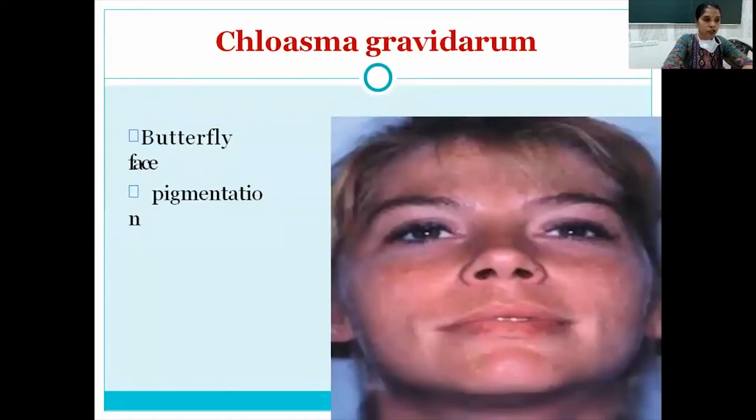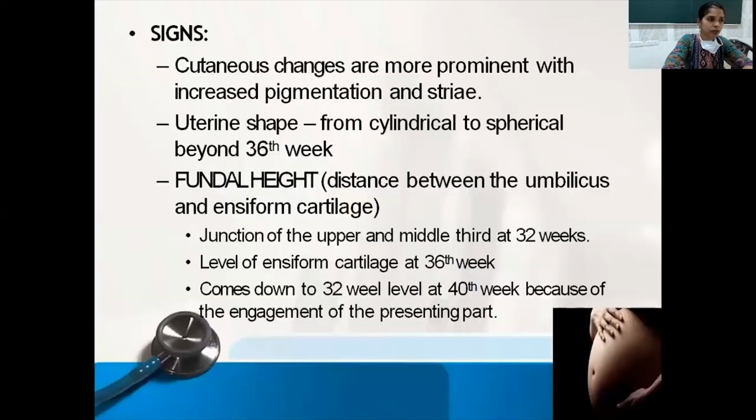And these are the changes in the face. Chloasma gravidarum. These are seen in most of the people. Butterfly face, and the pigmentation on the face. Cutaneous changes are more prominent with increased pigmentation and striae. Uterine shape changes from cylindrical to spherical beyond 36 weeks.